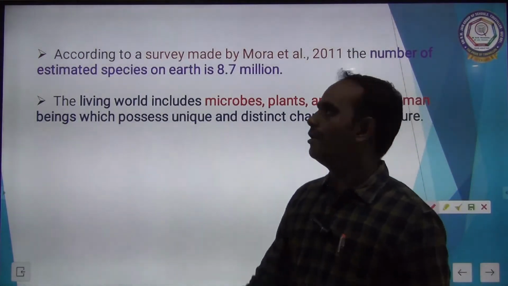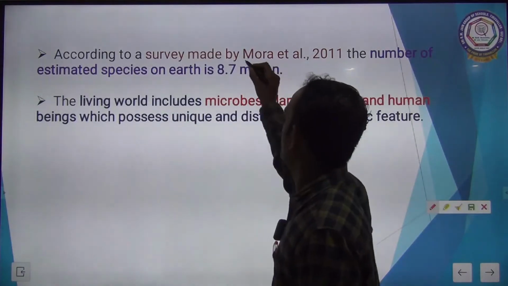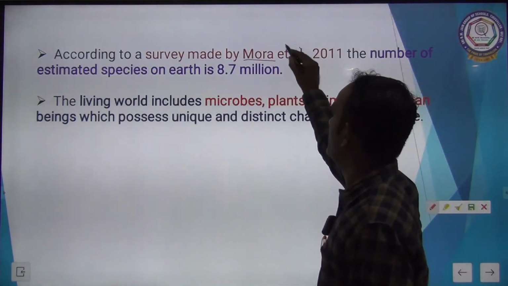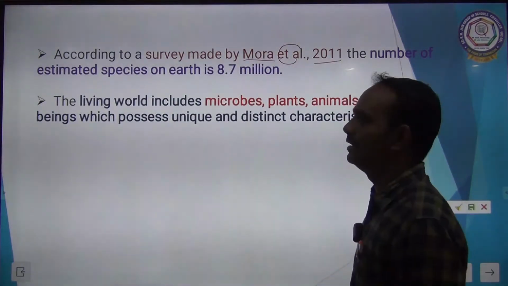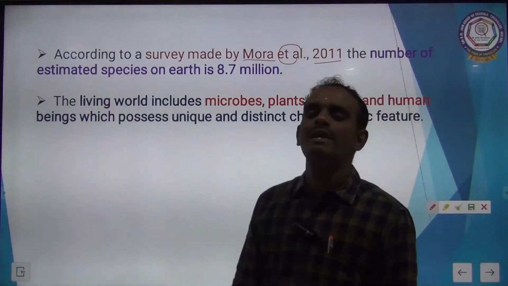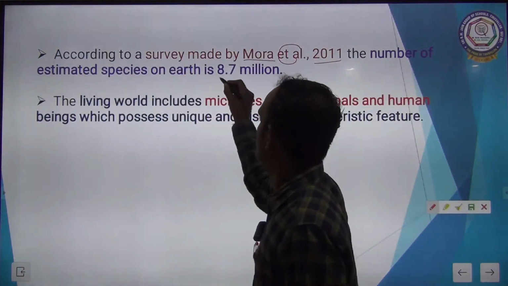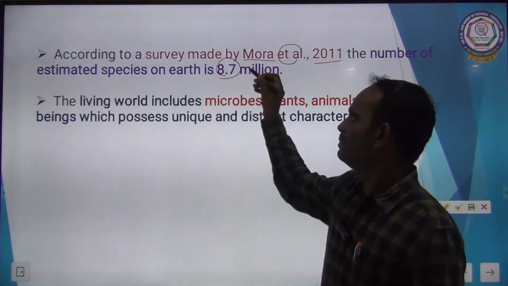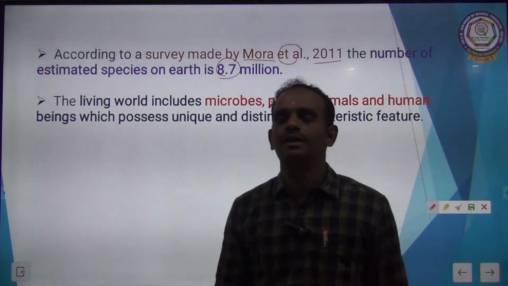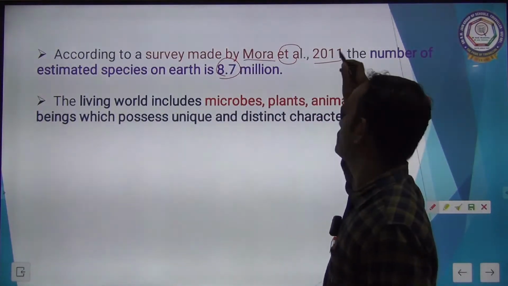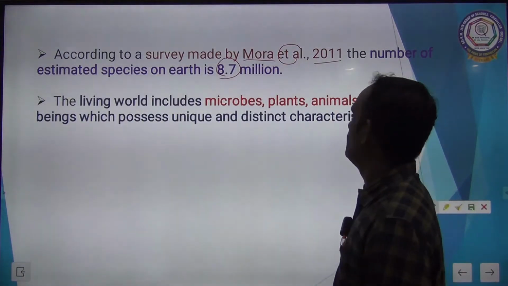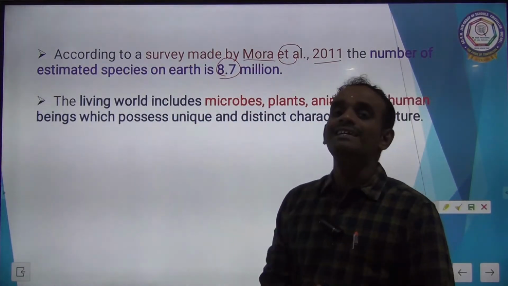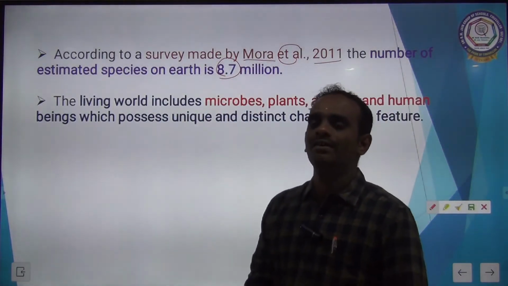According to a survey made by Mora, M-O-R-A, the name of the scientist, and his colleagues, in the year 2011, the number of estimated species on earth is about 8.7 million. Please note it, it is a one mark question. According to the survey of Mora in the year 2011, the estimated number of species existing on the earth is 8.7 million.